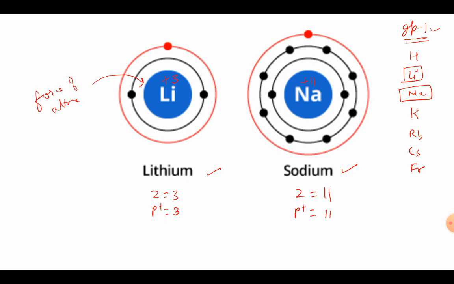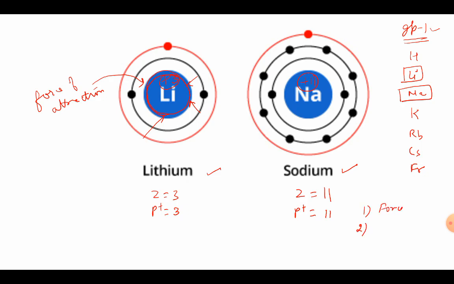Now that is called the force of attraction by the nucleus. This force by the nucleus is going to pull the shells inwards. That force in case of lithium is plus 3 and in case of sodium it is plus 11. So it means that sodium has got more force of attraction. But whenever we talk about atomic size and we have to find out which atom is bigger and which atom is smaller, remember that we will always be comparing two forces.